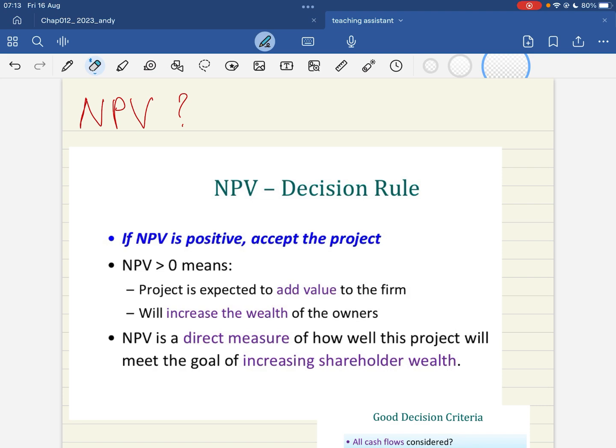These sentences mean that if the NPV is larger than 0, you can expect your investment to make money, and you will expect that your money will come back after you invest it. Therefore, it will increase the wealth of the owner and add value to the firm. Therefore, NPV is a direct measure of how well this project will meet the goal of increasing shareholder wealth. In other words, NPV is a direct measure of how well this project will maximize the shareholder value.